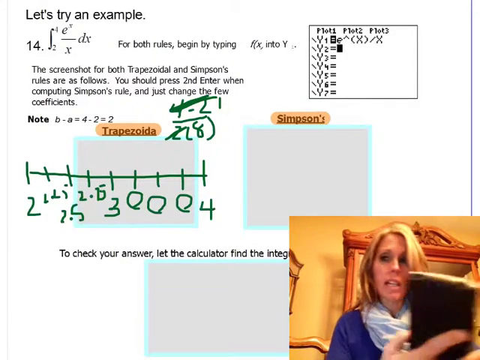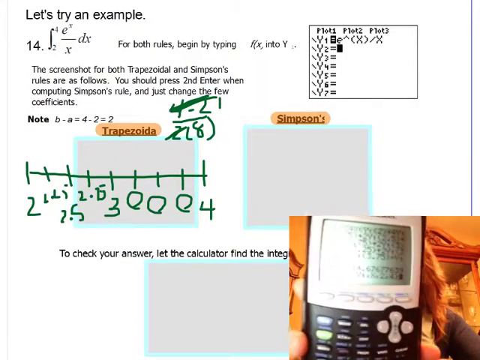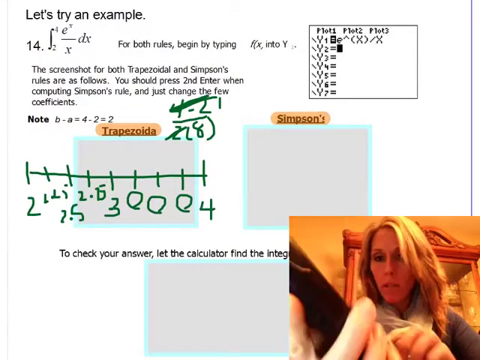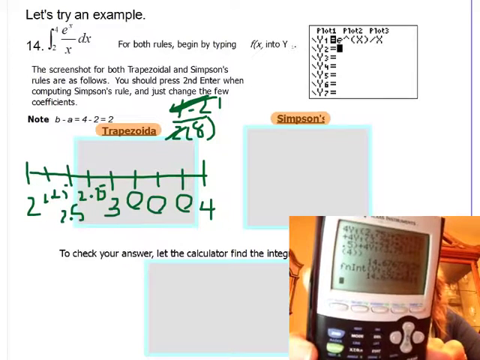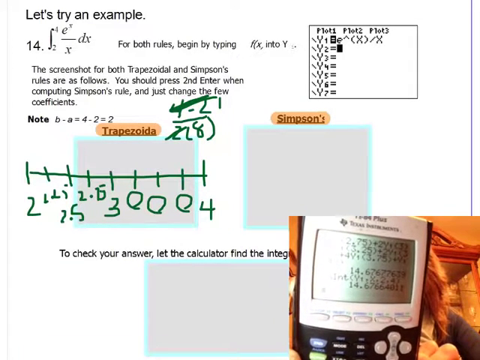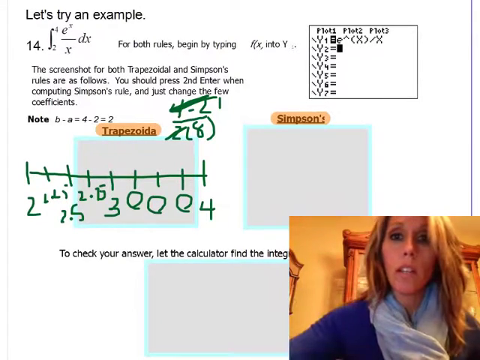And I'm speaking fast because I know I have to hurry up if I want to get this done before 15 minutes. Okay, those are your arguments. Hit enter. And that is the exact value. Look how close that is to Simpson's Rule. Okay? Okay, pause and enjoy.